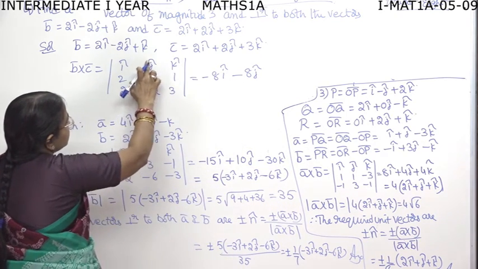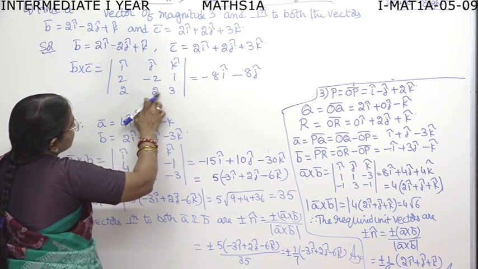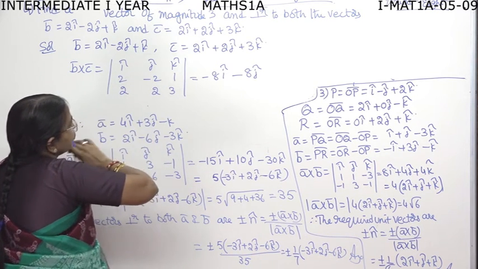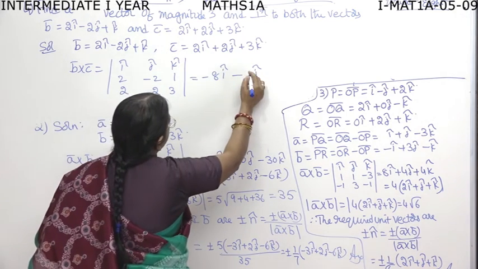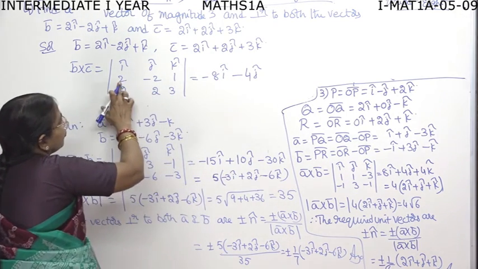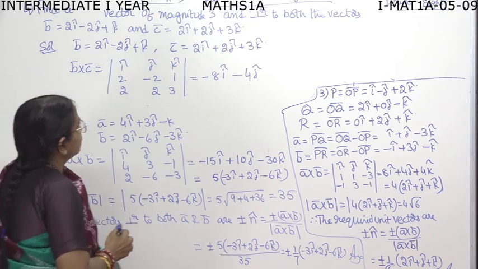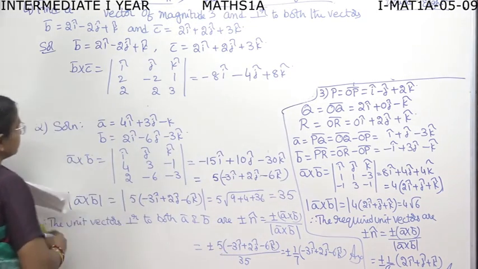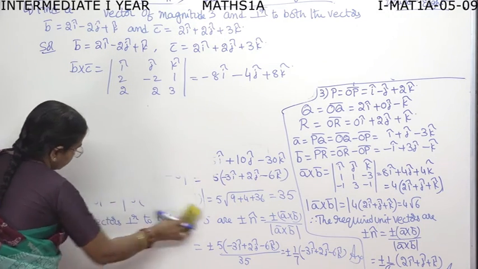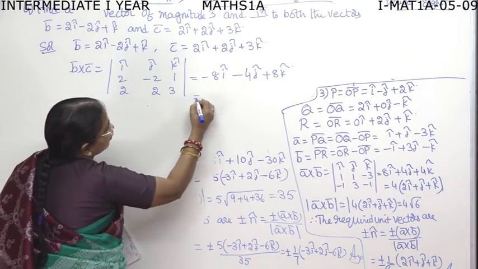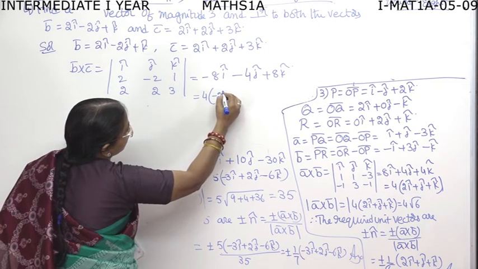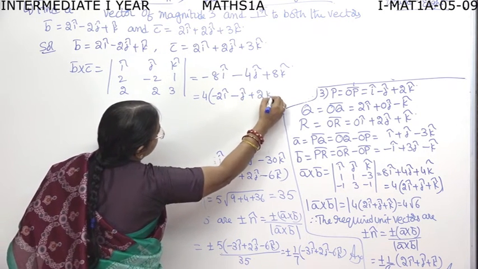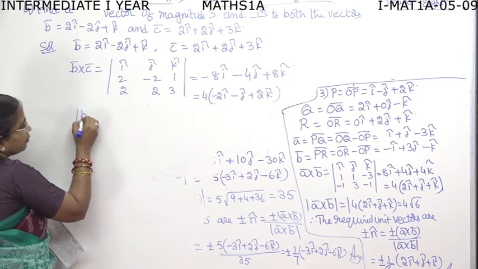Sorry. Minus j into, delete the row and column, then it is 3 into 6, 6 minus 2 is 4, so it is minus 4j, and this is k, 4 plus 4, 8, so plus 8k. So I'll get b cross c like this. Then find the mod, so you can take 4 common, then it is minus 2i minus j plus 2k. So you'll get like this, and then you find mod b cross c.